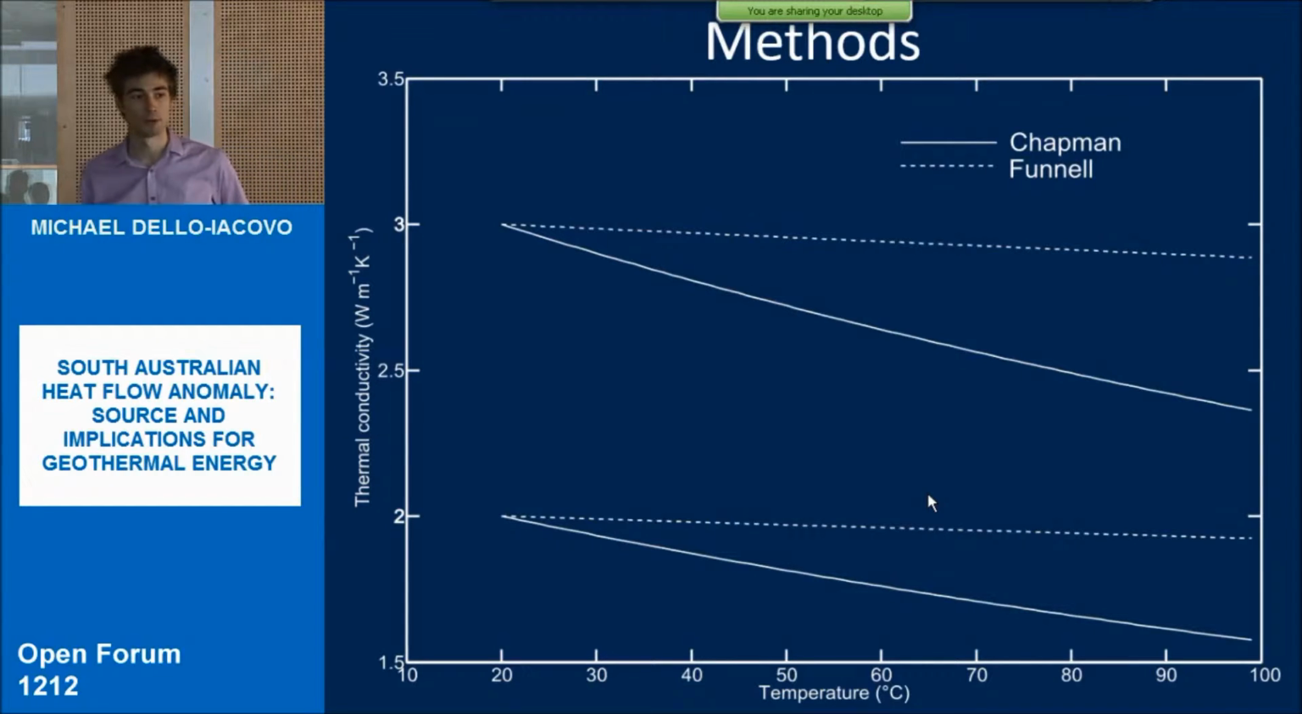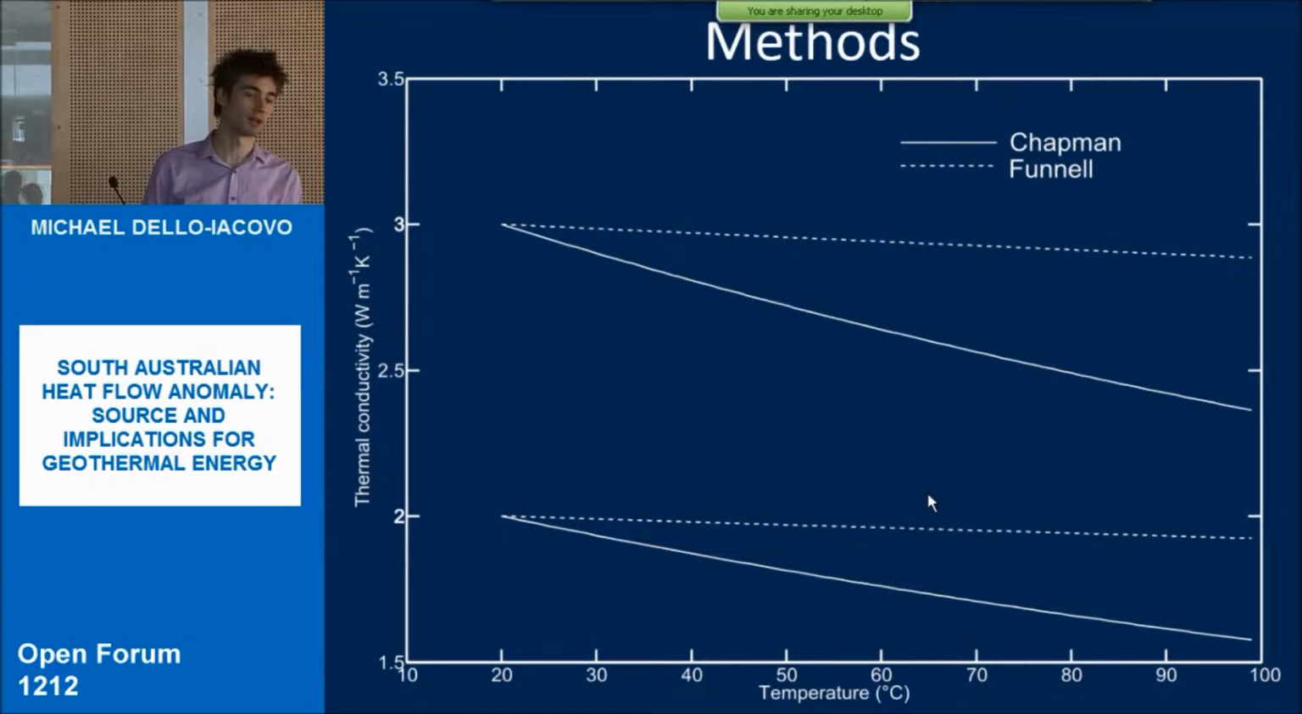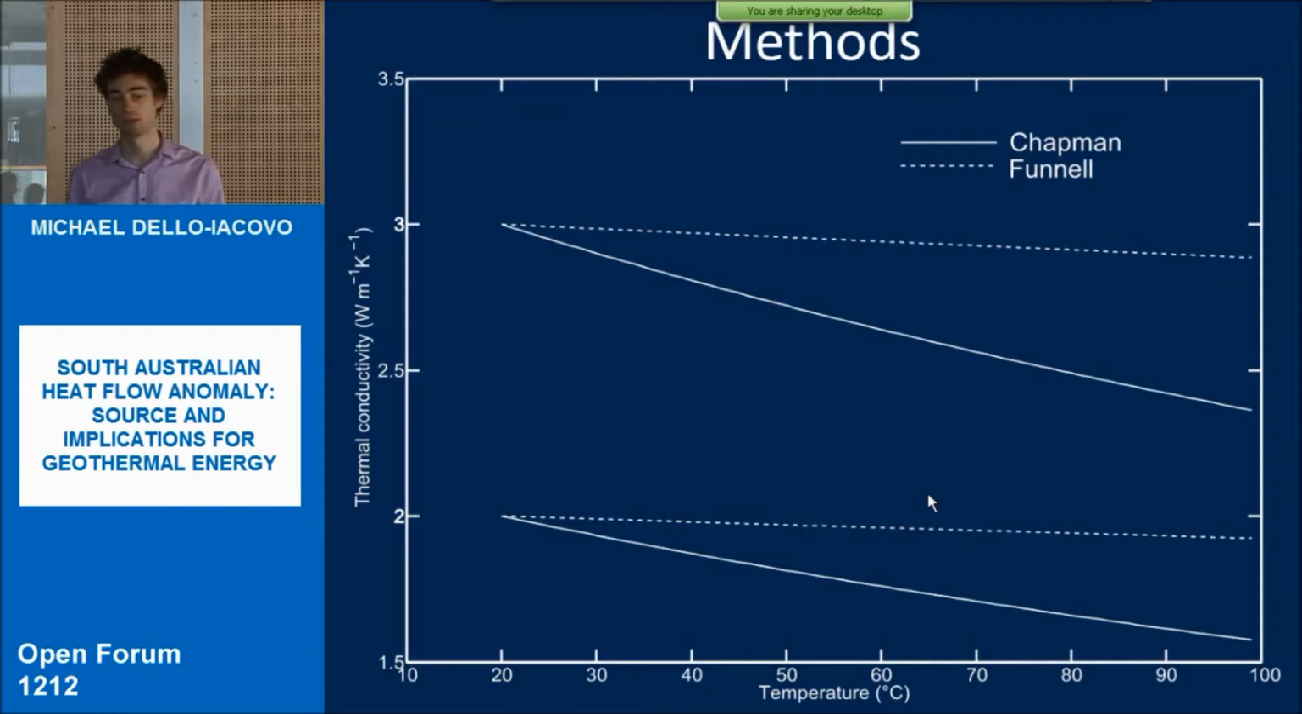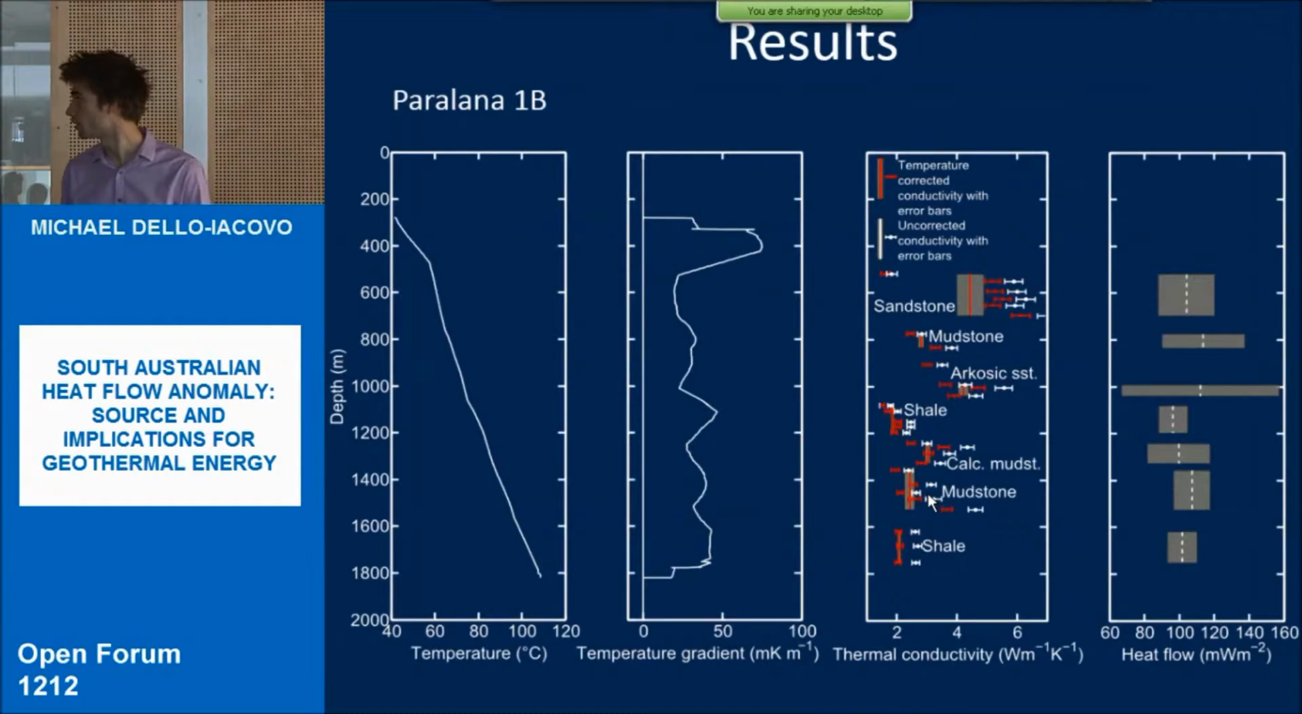We ended up using the Chapman model because it's been used in a lot of studies and has been quite successful, but also because it doesn't require individual correction factors for different rock types. Whilst that makes our thermal conductivity measurements a little more generalised, it allowed us to measure a lot more samples and reduce our uncertainty per drill hole by having more samples measured for thermal conductivity. So here are some of our results.